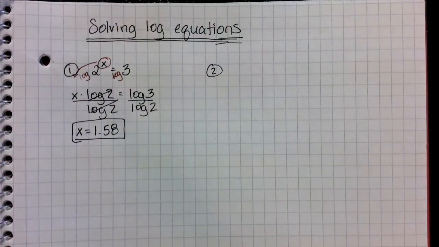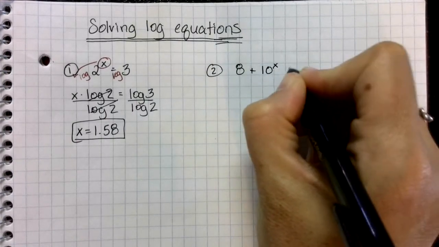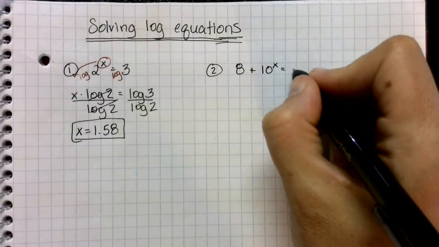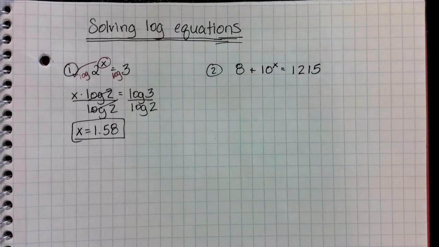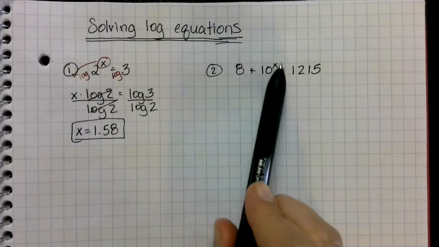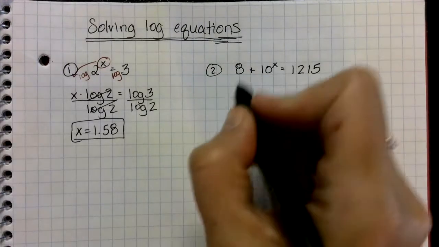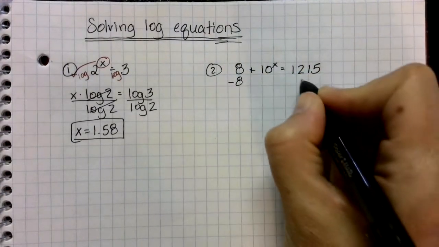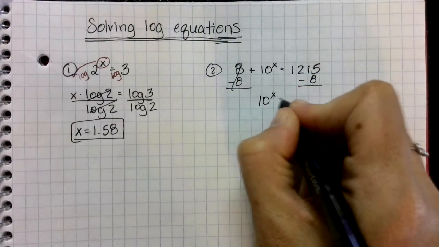Okay, so for a different example, very similar, just one extra step in it. I have 8 plus 10 to the power of x equals 1215. So you can try this one on your own if you want. Before you start it, one of the things that you need to be aware of is you have to get this by itself first. So we have to move the 8. So you could go ahead and subtract 8 from each side. Again, if you want to, this would be a good time to pause this and try this problem on your own.